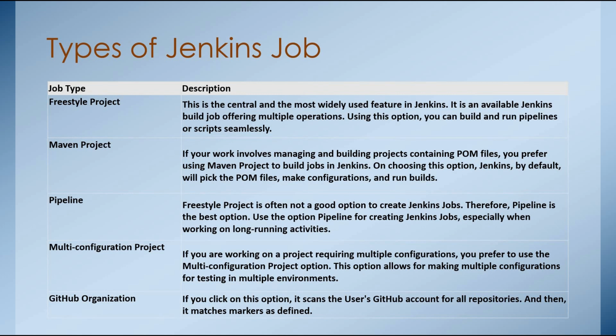The first type of Jenkins job we are going to discuss is the freestyle project. So what is a freestyle project? This is the most widely used feature in Jenkins. It is an available Jenkins build job offering multiple operations. Using this option, you can build and run pipelines or scripts seamlessly. You can create multiple steps in the freestyle project. You can add execution shells based on the steps and execute n number of steps, n number of scripts, in a freestyle project.